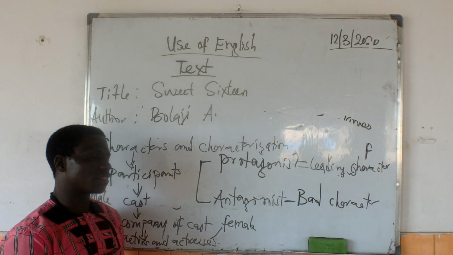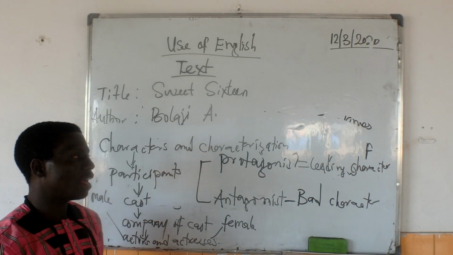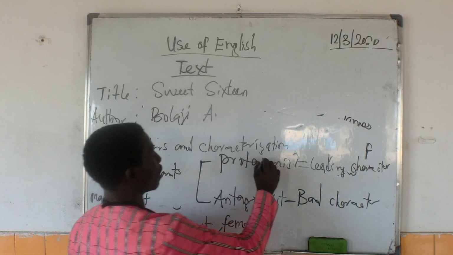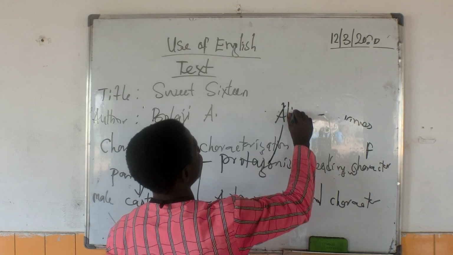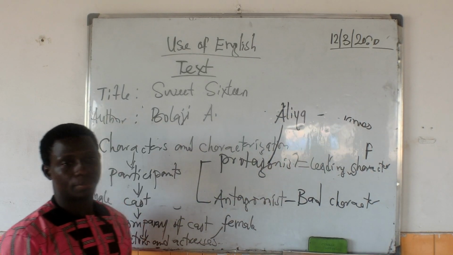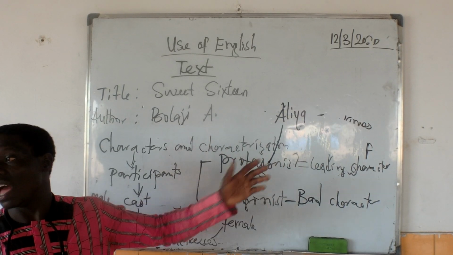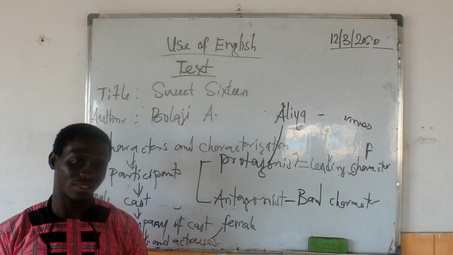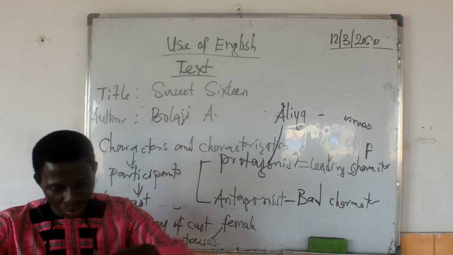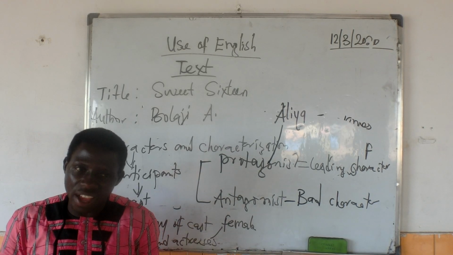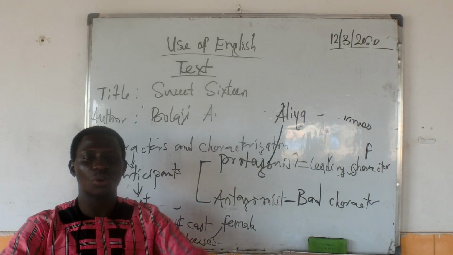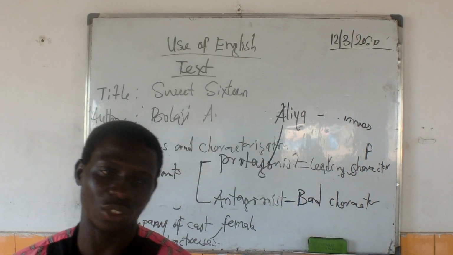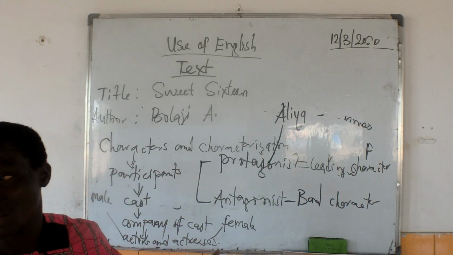And in this text, our protagonist is no other person than Alia. So she has to be our protagonist. She's the major character. The story centers on her. The story centers on her experience, her family life cycle, her education, and so on and so forth. So that is what I want to say.